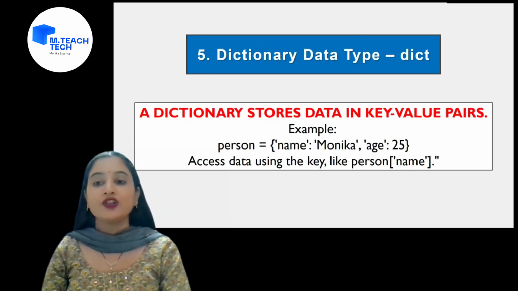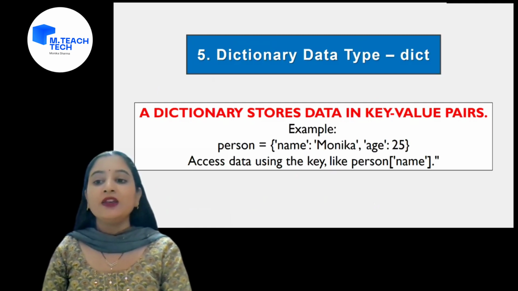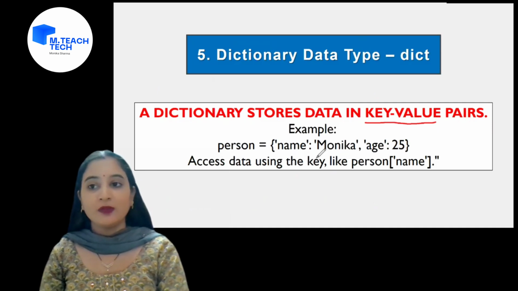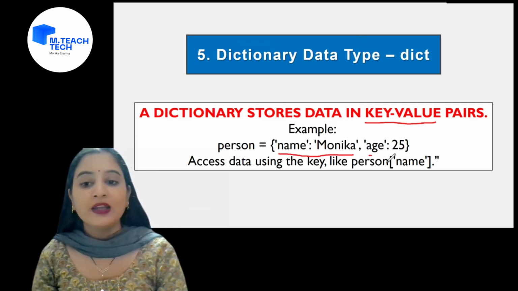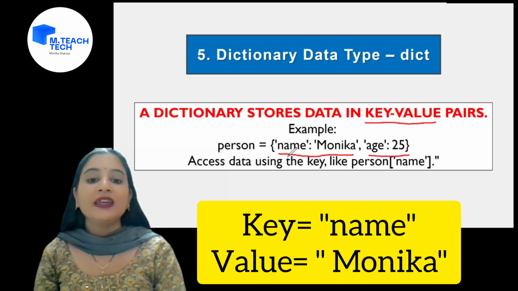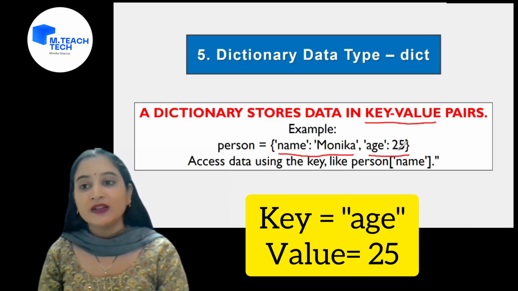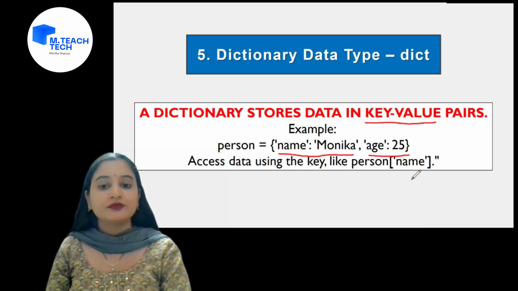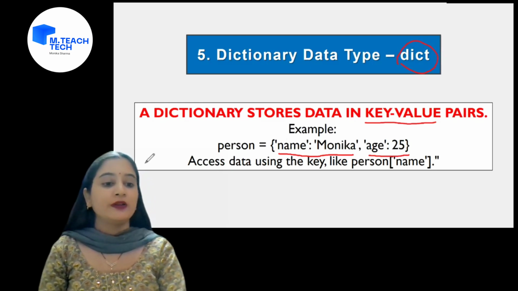Dictionary data type. In short, we can say dict data type. A dictionary stores data in key value pair. You can say person, name. I have given my own example here. So name, Monica, and age is 25. So key is name and value is Monica. Age is a key and 25 is a value. Access using the key like person name. In dict type, you always have to store data in a key value pair.